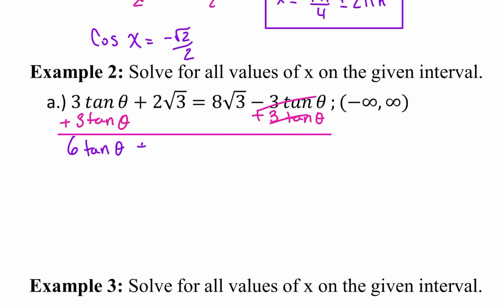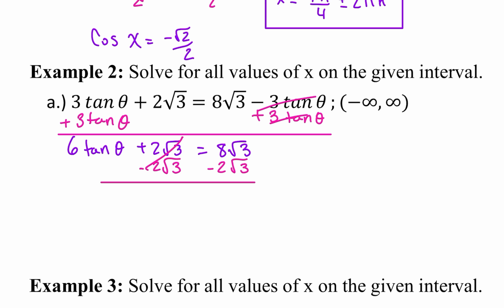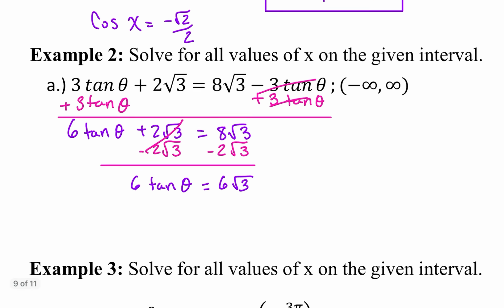And I end up with 6 tangent of theta plus 2 square roots of 3 equals 8 square roots of 3. So now I can move the square root of 3. Since they're both square root of 3, you could just subtract like normal. You don't have to do anything extra here because they both have the same radical at the end. So my 2 square root of 3's cancel, and I end up with 6 tangent of theta equals 8 minus 2, which is 6, and that square root of 3 acts like a variable. It's still going to be 6 square roots of 3.